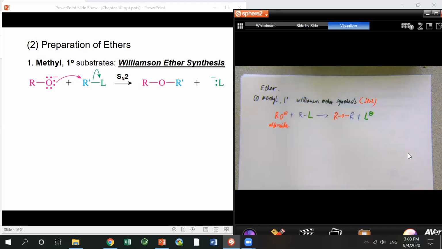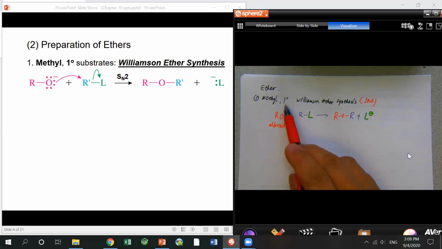We already know that an alkoxide is a strong base and also a strong nucleophile. In this case it only works for primary or methyl substrates for the SN2 reaction. If you use this strong base with a secondary substrate, we'll get E2 elimination, which we just covered. For this reaction, there are two things you need to keep in mind.